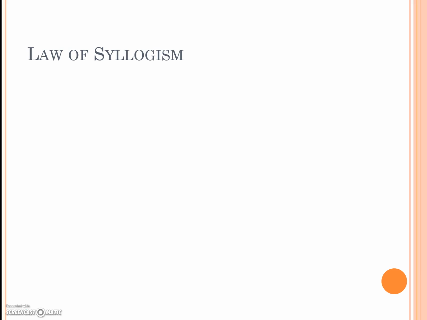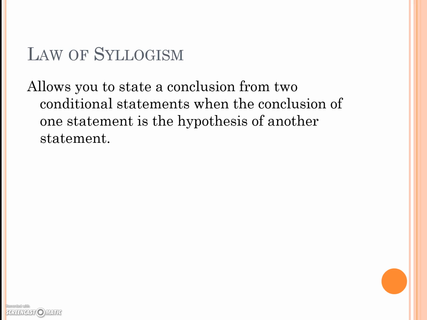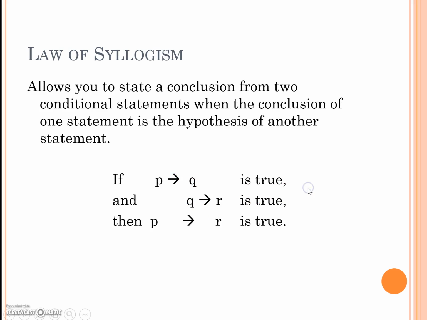Our second one is the law of syllogism. The law of syllogism allows us to take a conclusion from two conditional statements when the conclusion of one statement is the hypothesis of another statement. So I'm going to give you a first if-then statement: if P then Q is true. Then I'm going to give you a second statement that says if Q then R is true. As you can see, the conclusion of one of these is now the hypothesis of the second one. So if these two things are true, then we can essentially cut out the middleman and go right from P to say if P then R is true.